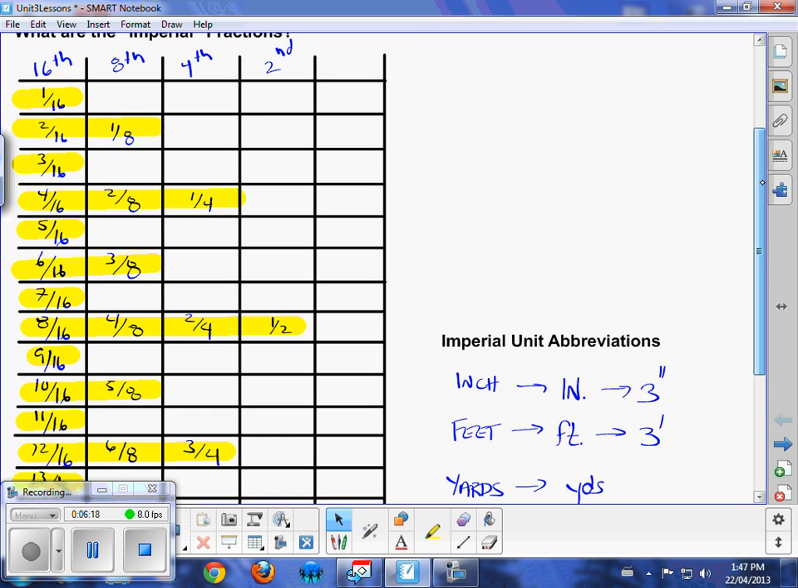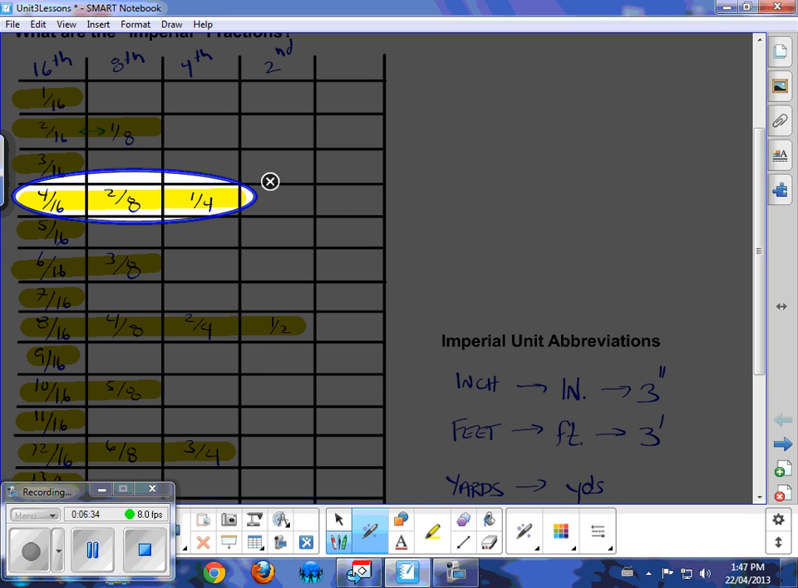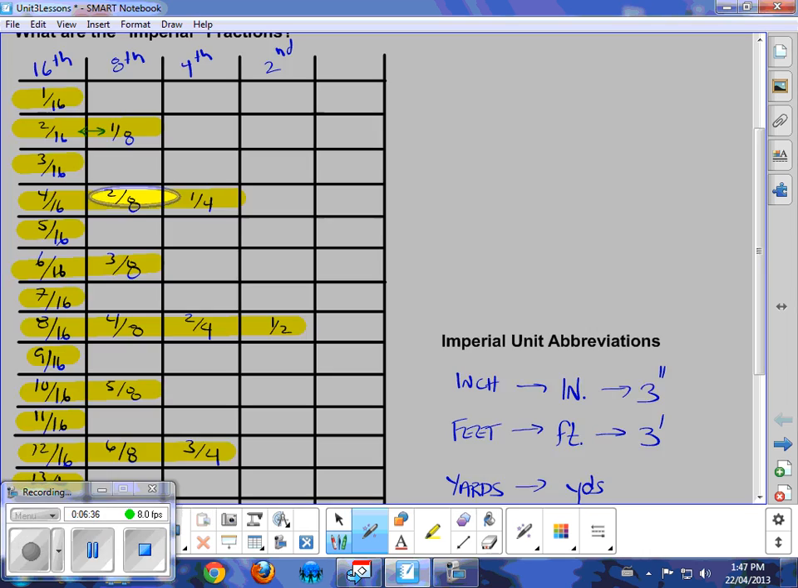Okay, so when you get into the notes a little bit, or into the homework, you're going to be working with similar fractions. So 2/16 and 1/8 are the same thing. That's what we're practicing, just getting comfortable with 4/16 being the same as 2/8, the same as 1/8 or 1/4.